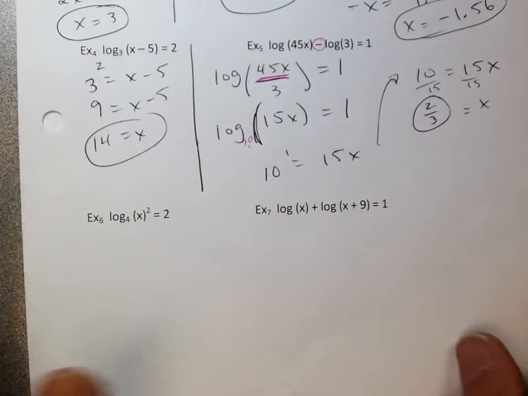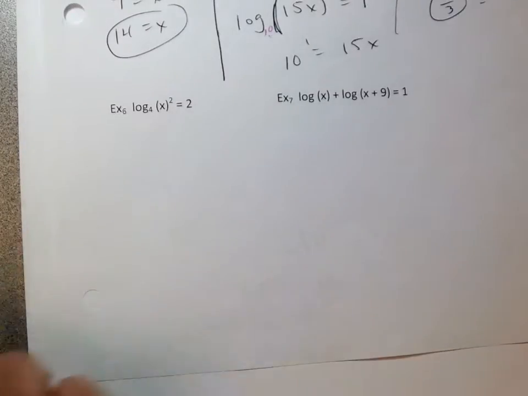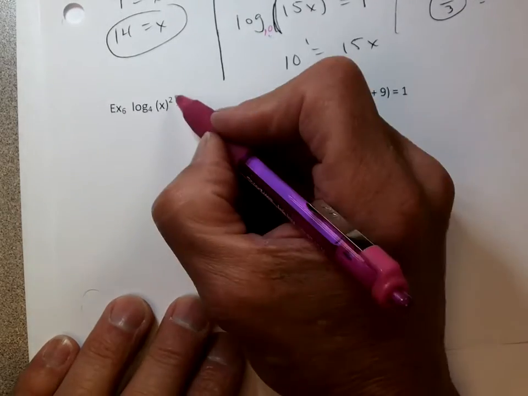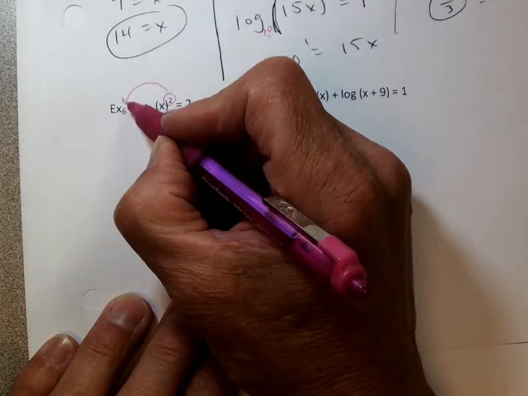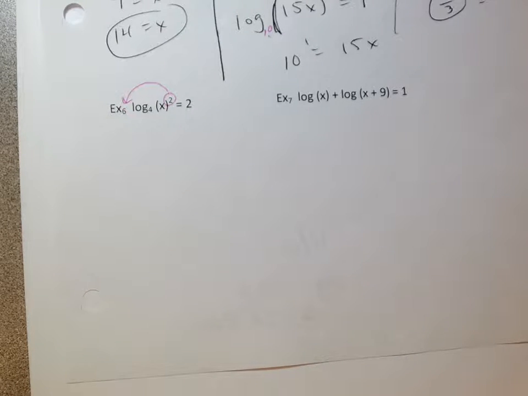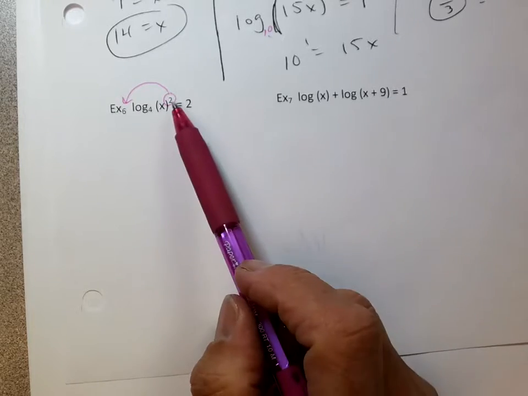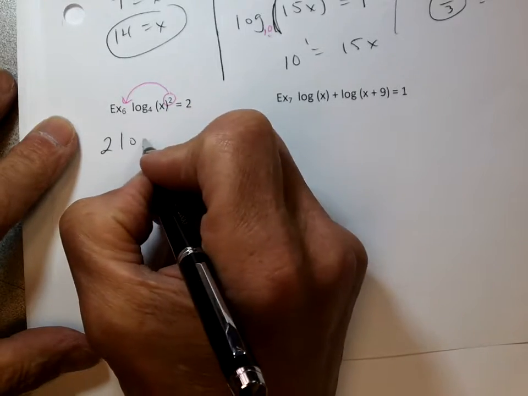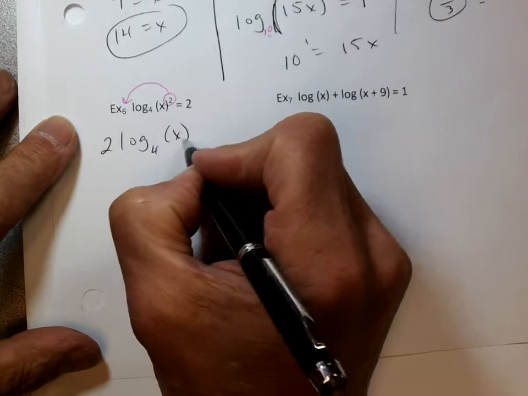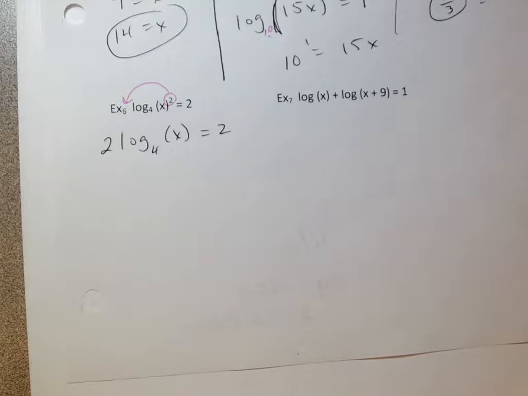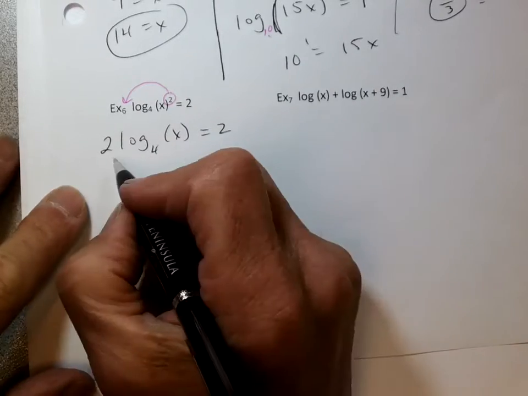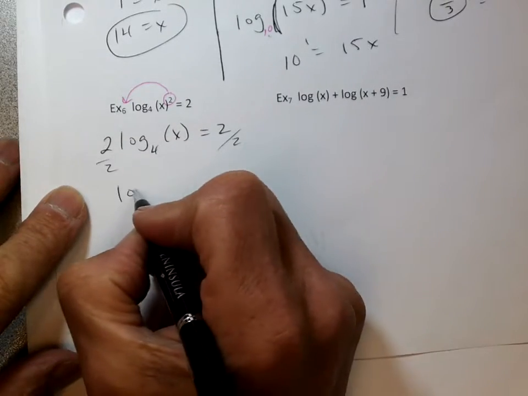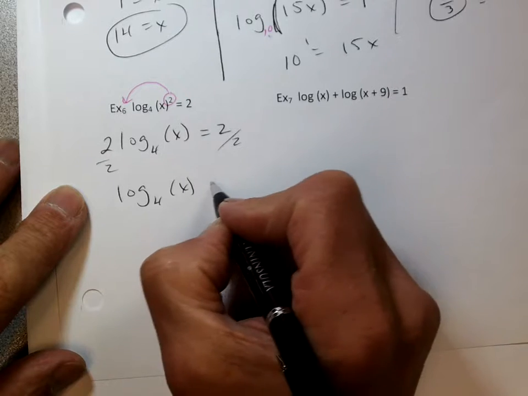Okay, example 6. Before I do this problem, I'm going to float this 2 down. The reason we use logarithms is they allow us to bring the exponent down. That's the most important thing about logarithms. They help us bring the exponent down. So I'm going to rewrite this as 2 log base 4 of x equals 2. Let's divide by 2. You guys agree with that? Divide by 2, so I have log base 4 of x equals 1, right?